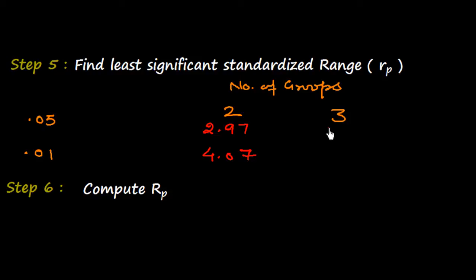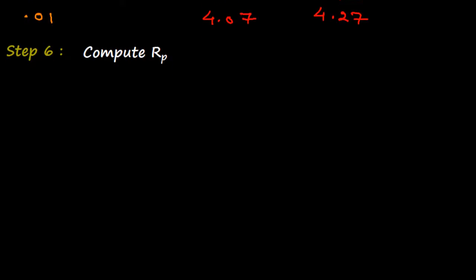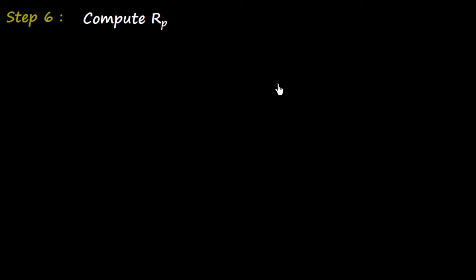Here for three groups, at 5% the table value is 3.12, and at 1% it is 4.27. So this we have got through the table, the values at 5% and 1% for 2 and 3 groups. This is the least significant standardized range we have got here. Now step 6, which is to compute the RP.